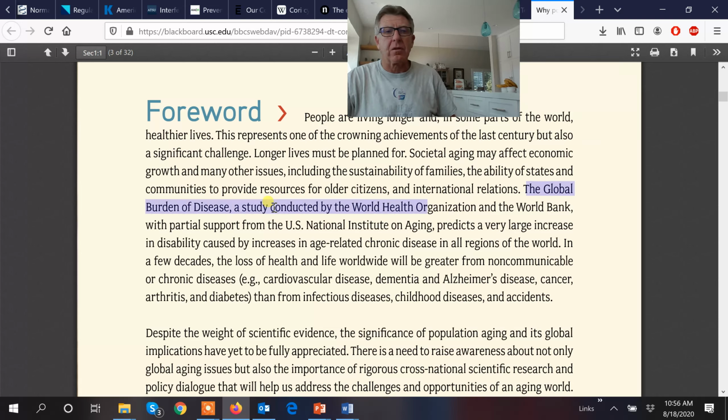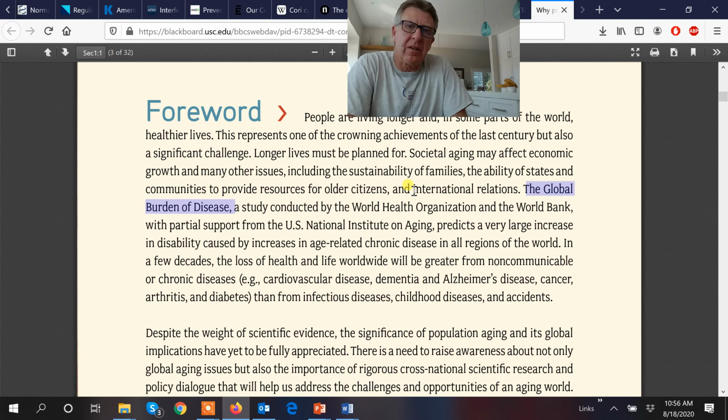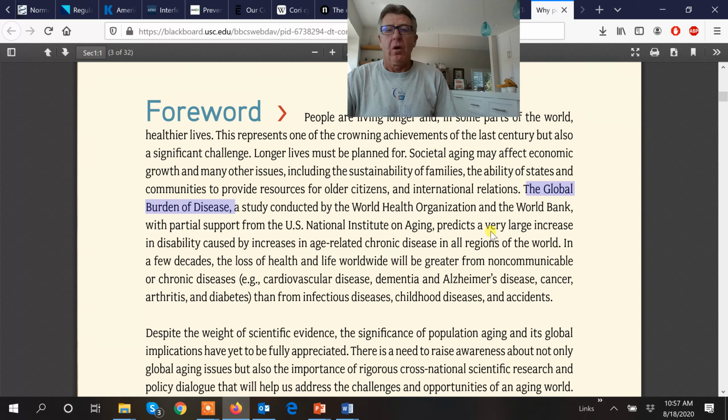Again, they're talking about the global burden of disease, all right? And all you have to do is take a stroll down any hospital corridor, and you look inside the rooms, and you're not going to see young people, okay? And the cost of hospitalization is enormous, all right? So the World Health Organization, okay, and also talks about the World Bank.